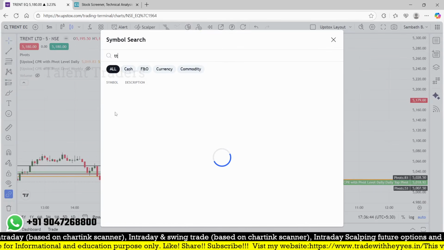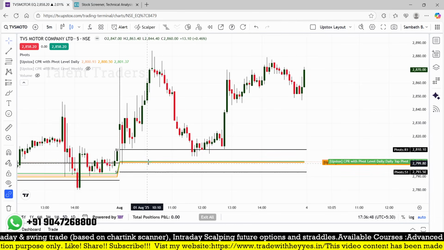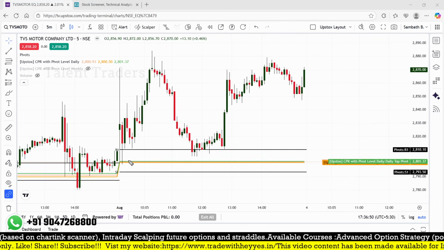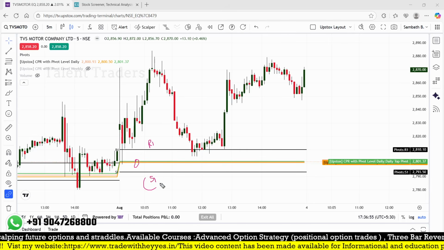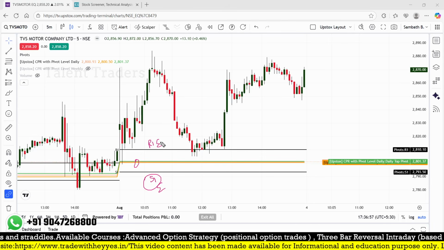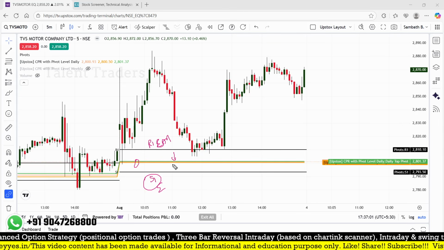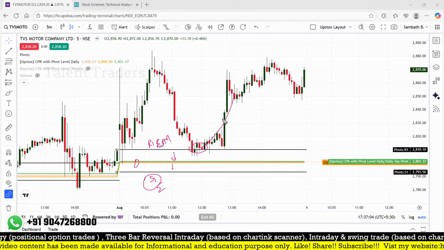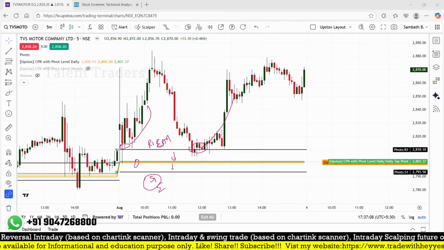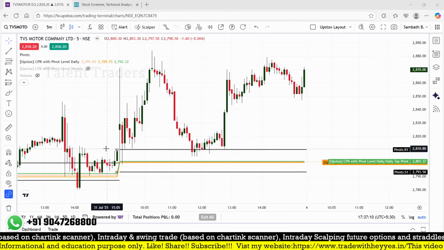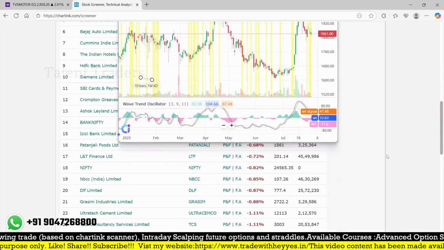Let me go for TVS. So what will the scanner help you find out? The CPR levels completely inside between the R1 and S1 of Camarilla. This is the Camarilla pivot, and this is the CPR pivot. It isn't exactly inside, maybe testing the level and it bounces back. Initially it breaks it. So maybe we can try to find some strategic point, but I'm just going to find out with the scanner only. Some of the stocks are moving lower also.